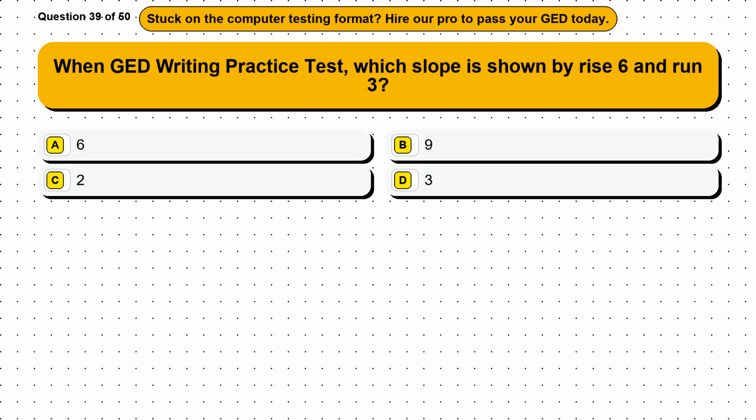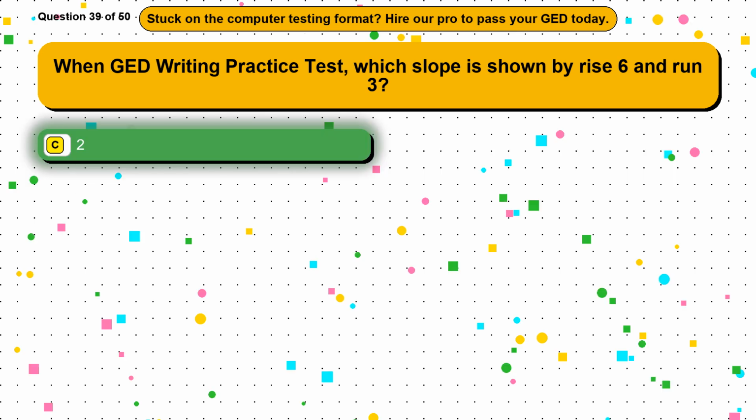Question 39. When GED Writing Practice Test, which slope is shown by rise 6 and run 3? Option A 6. Option B 9. Option C 2. Option D 3. The correct answer is option C. 2.